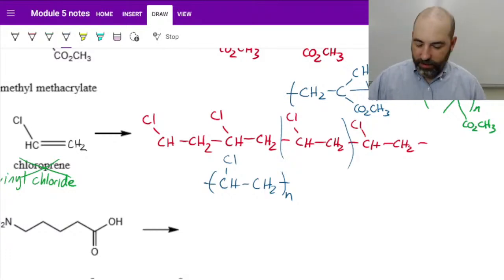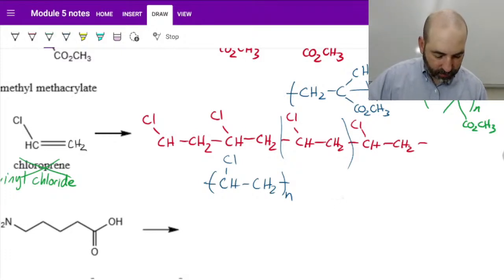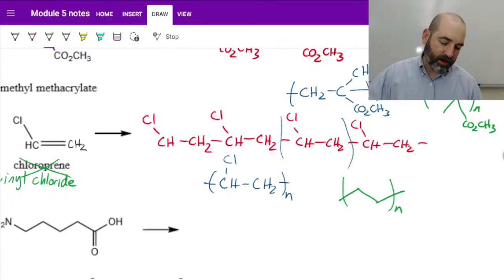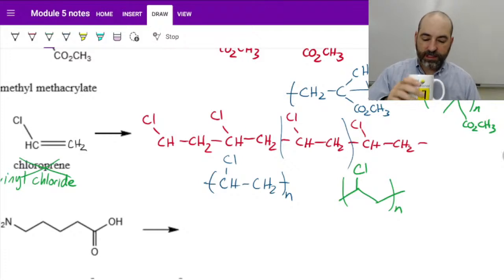And then we can convert that also to a line structure. So we'll have that same form, just like we did before with the 2 carbons. And now we just need to add the things that are connected. In this case, the only thing that's connected is the Cl coming off the top there. So Cl. So there you go, polyvinyl chloride, aka PVC.